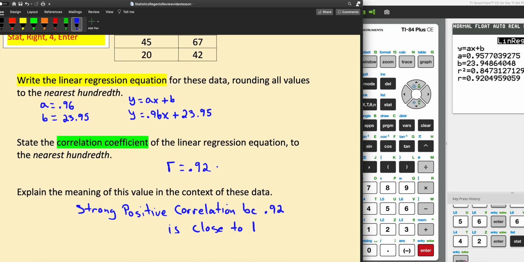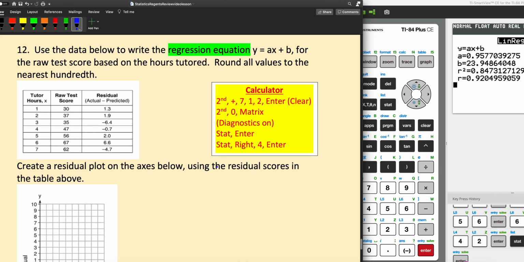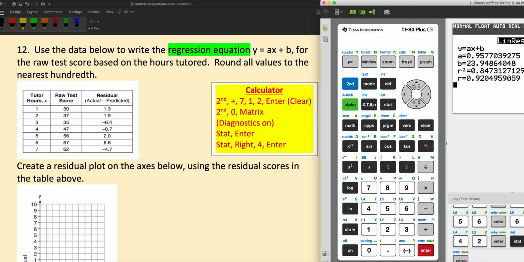Last question. Okay, this is going to combine the one we kind of just did, like a regression equation we're going to have to do, but then we're going to have to talk about plotting residuals. Simple. Again, buttons are the same. Now, even though we're not getting our correlation coefficient, just be used to putting the matrix on and getting your diagnostics on. All right, so let's clear this out.